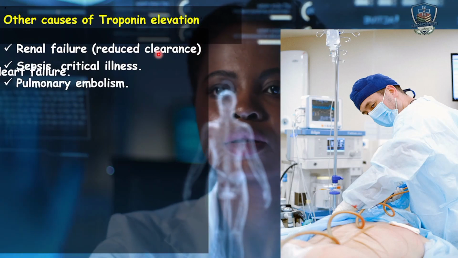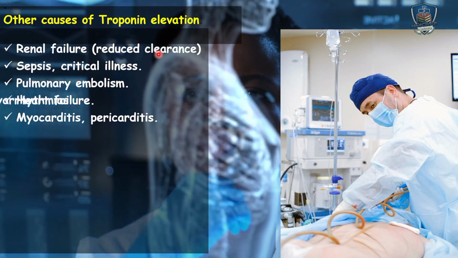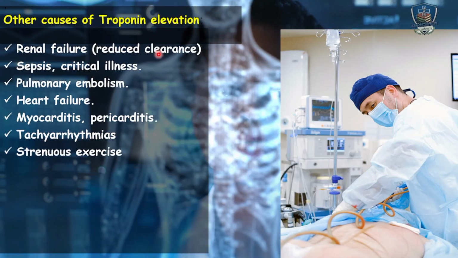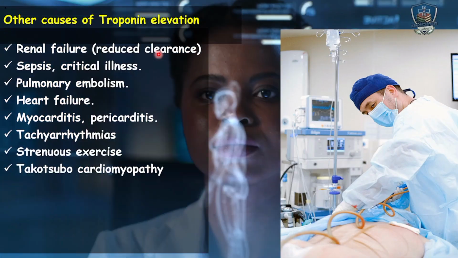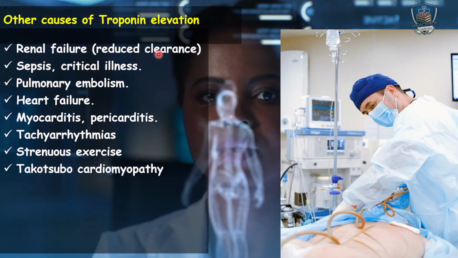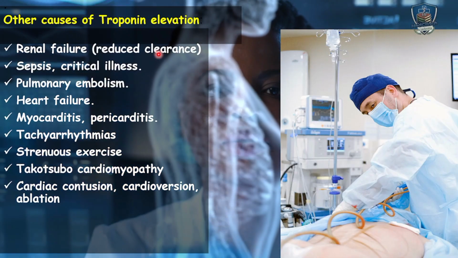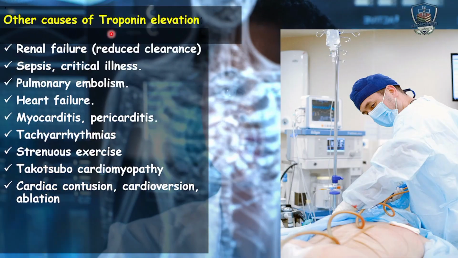It can also occur when there's heart failure. It may also be seen in myocarditis and pericarditis. It can be seen in tachyarrhythmias. It can also be seen in strenuous exercise. It can also be seen in Takotsubo cardiomyopathy. It can also be seen in cardiac contusion, cardioversion, ablation. So those are some of the conditions that can also be seen when there's an elevation of troponin.